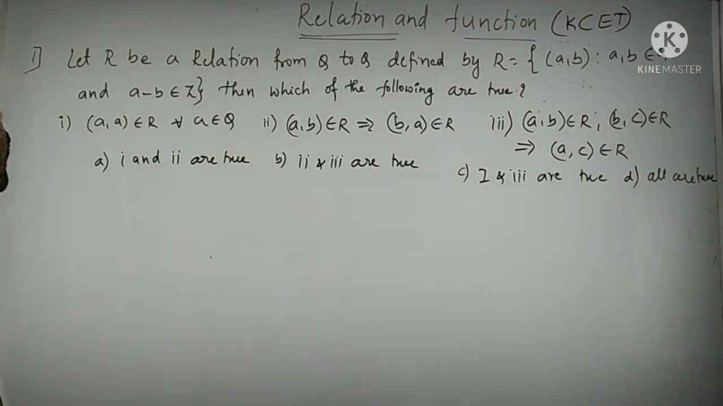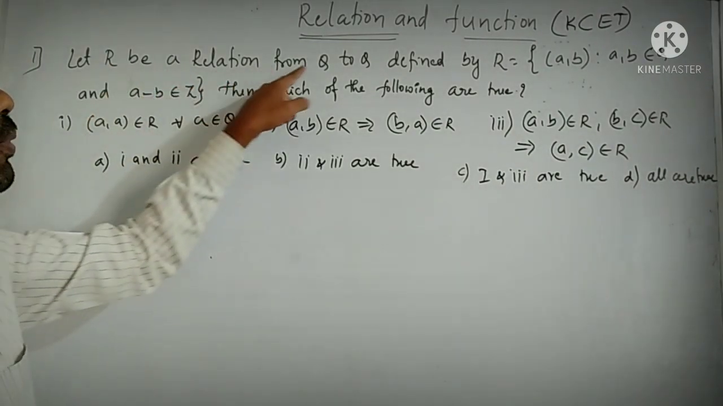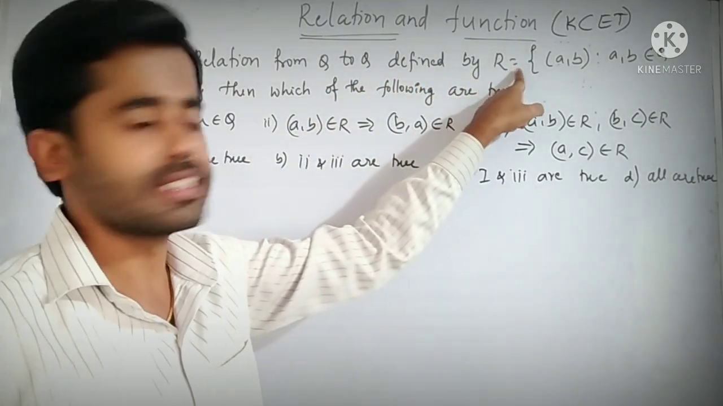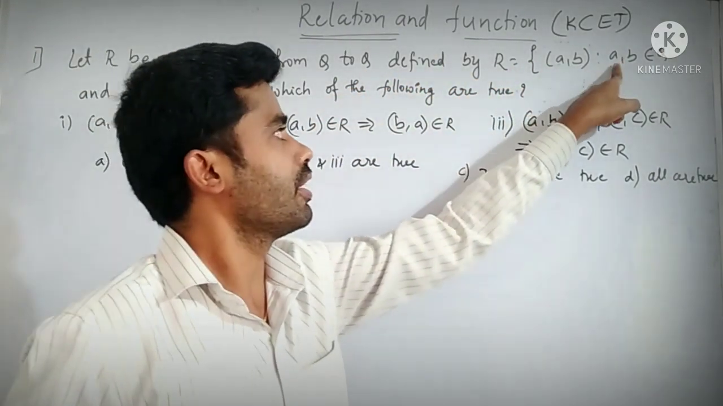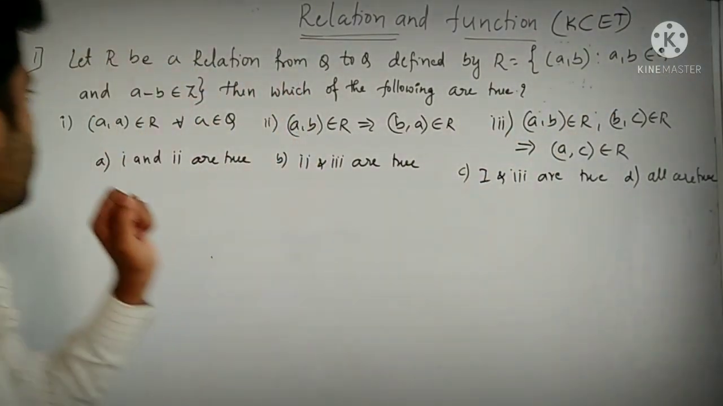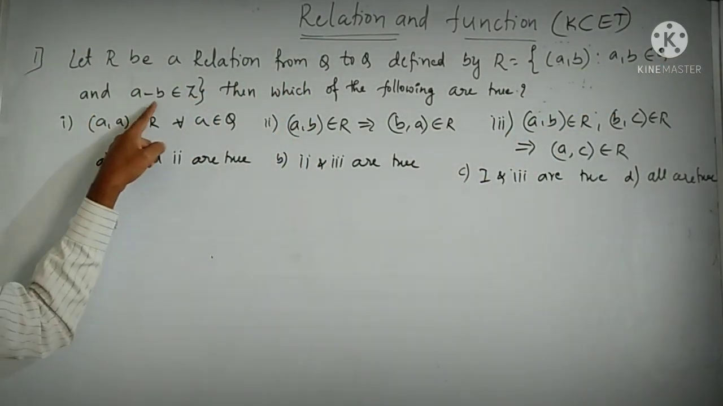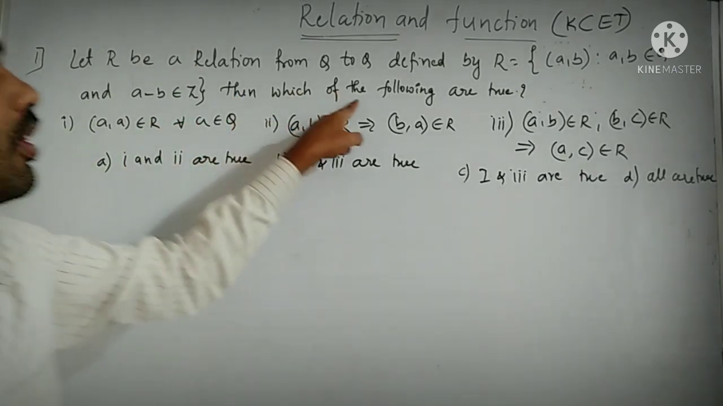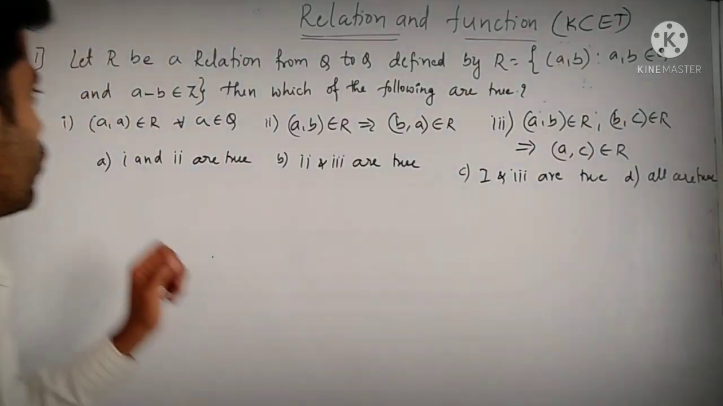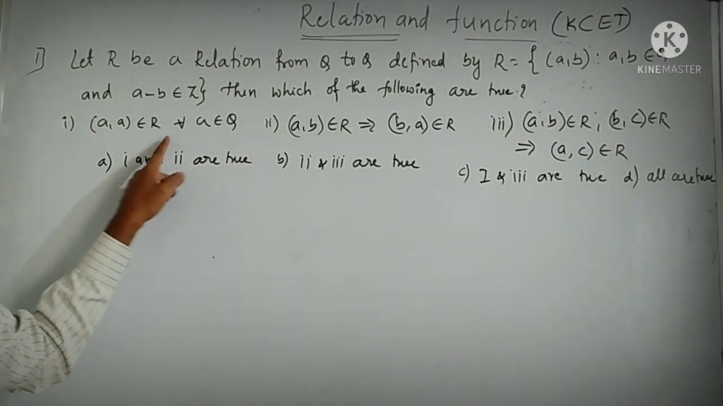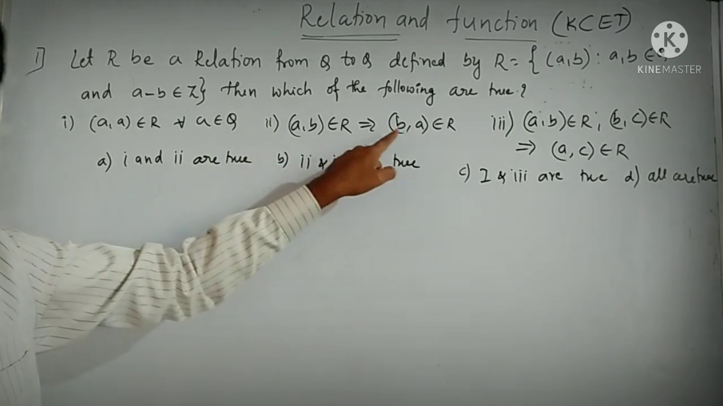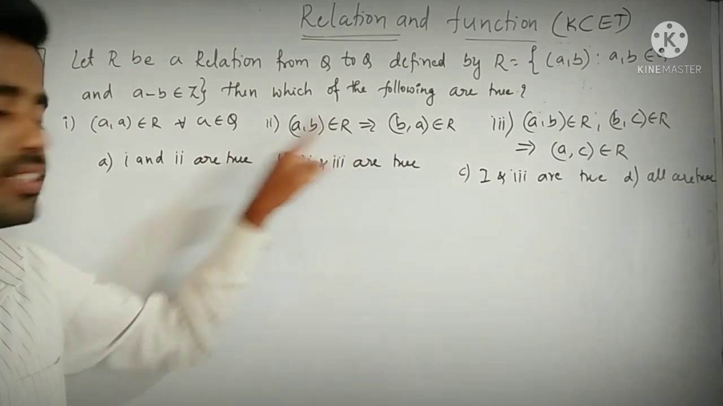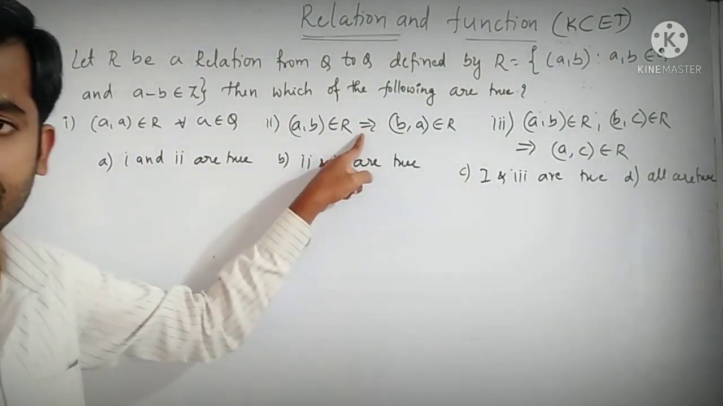Here, the first question is: Let R be a relation from Q to Q, from rational numbers to rational numbers, defined by the set of ordered pairs (a, b) where a, b belong to the rational numbers and a minus b belongs to the integers. Then which of the following are true? Whether (a, a) belongs to R; whether (a, b) belongs to R means (b, a) also belongs to R. We have to check. This is reflexive, this is symmetric.